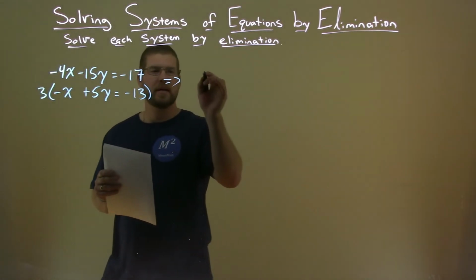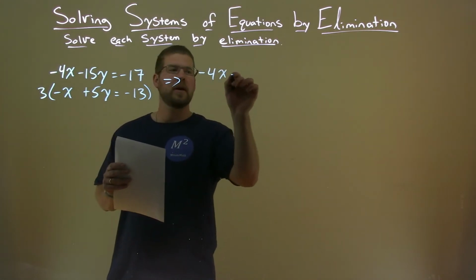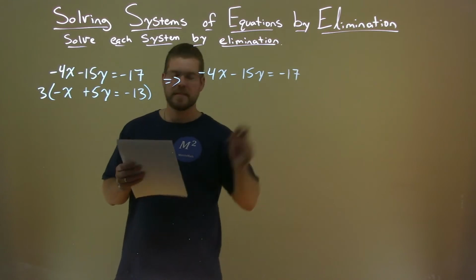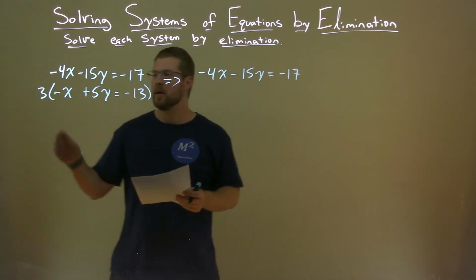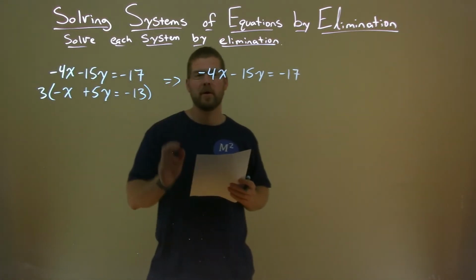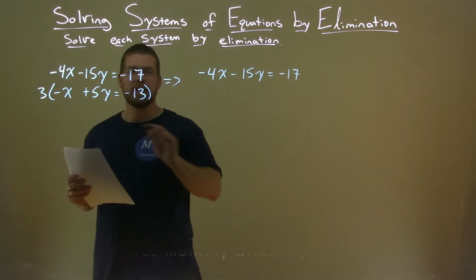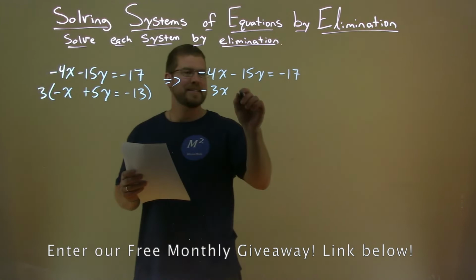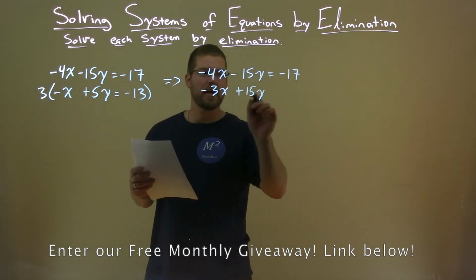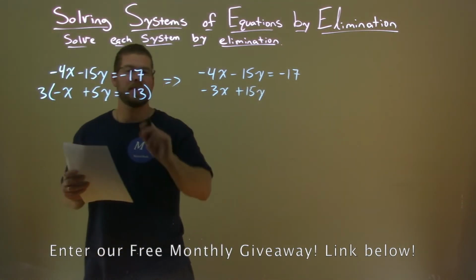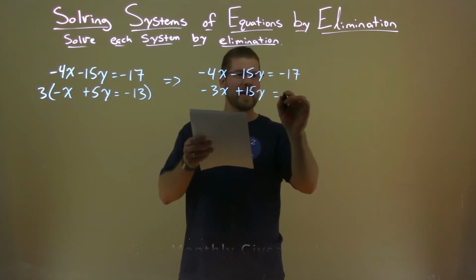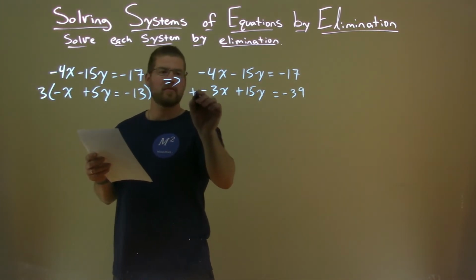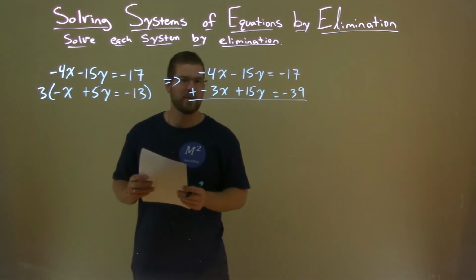The top equation stays the same: minus 4x minus 15y equals a negative 17. Second equation, multiply 3 to all parts, don't forget them. 3 times a negative x is minus 3x. 3 times 5y is a 15y here. 3 times a negative 13 is a negative 39. All right, we add our two equations together and see what happens.